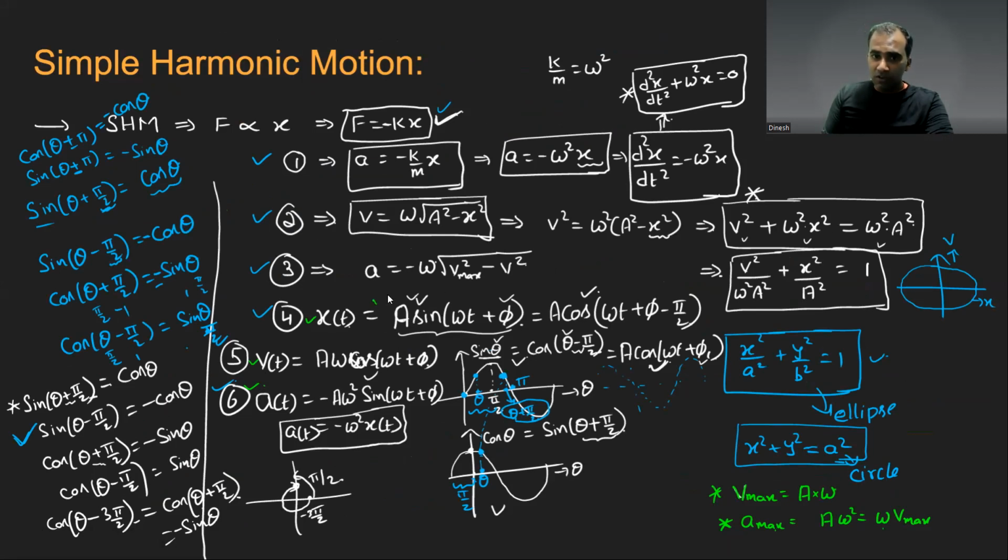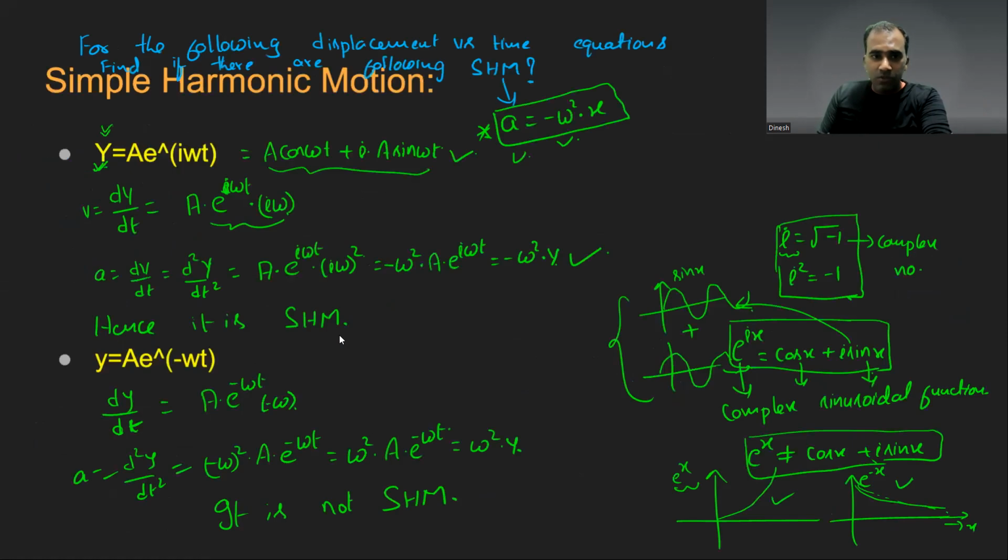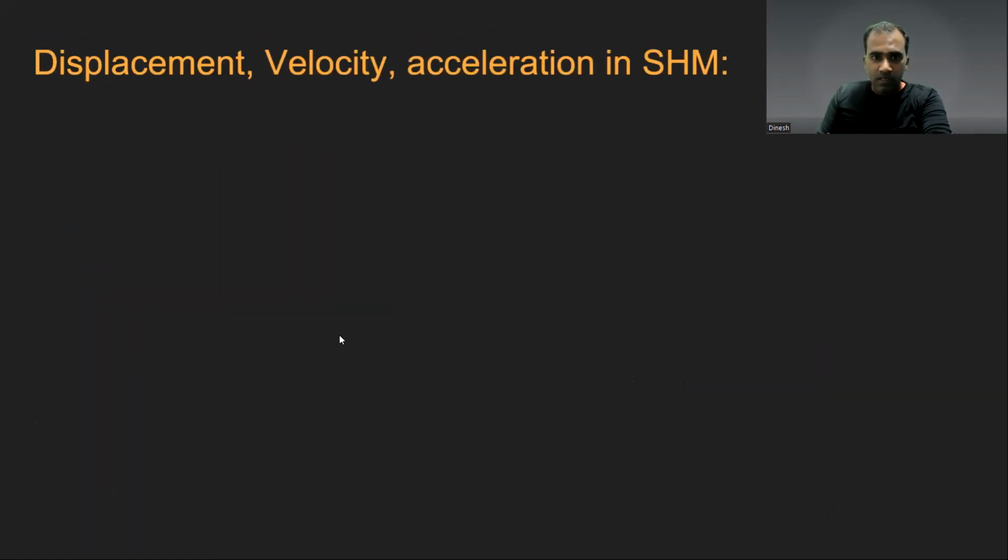I hope you know how we got this result from the very basic, a equal to minus omega square x. From this only we got this result, right? So whenever you're talking about SHM, displacement, velocity, or acceleration, they always should be sinusoidal graphs. Sinusoidal means it can be cos or sin, it can be anything, but it should be sinusoidal graphs. I'll show you some other slide also, and you'll understand it better.